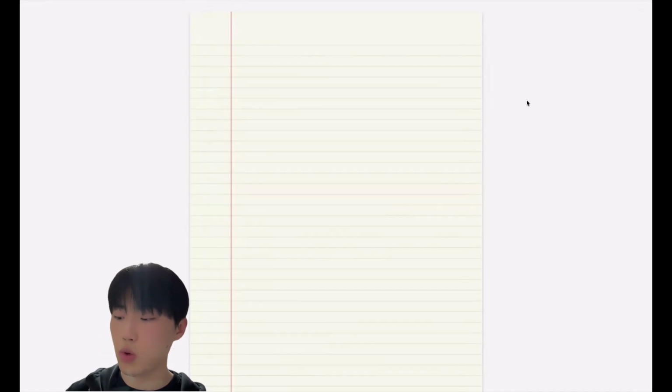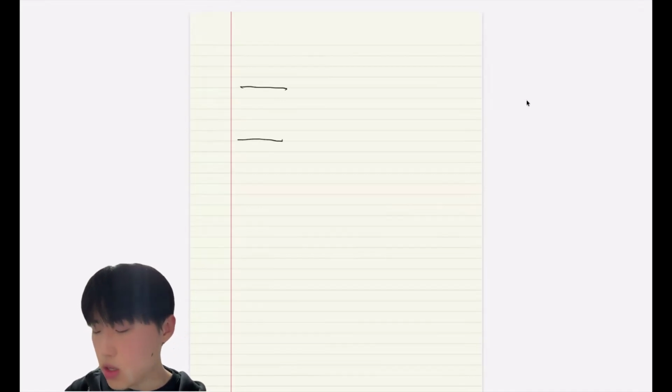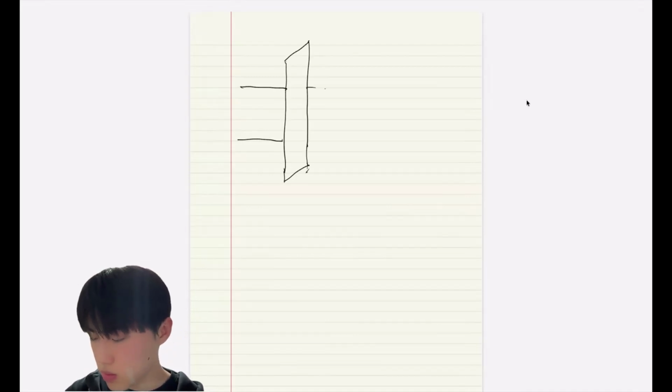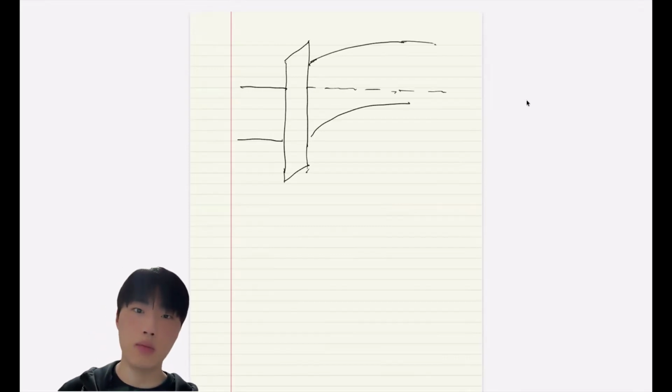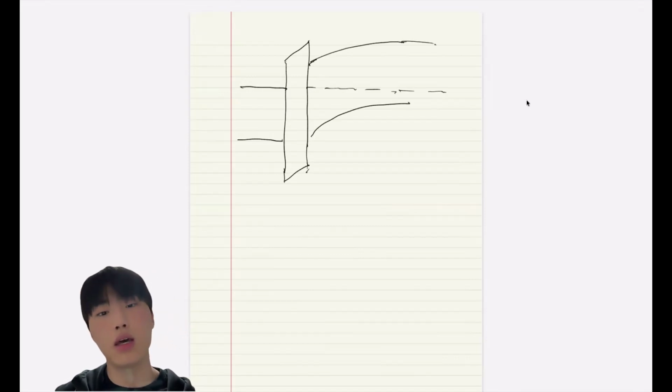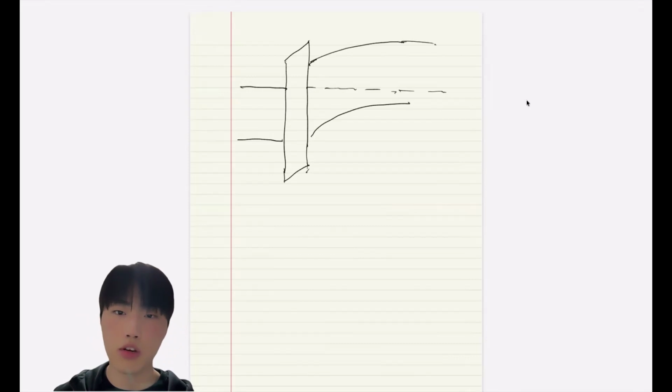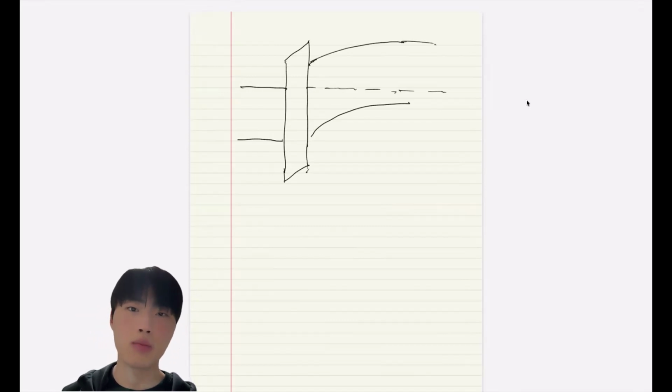So actually we draw the energy band diagram of the MOS. We use N plus polysilicon on the gate, and we use silicon dioxide as the insulator, and we use a P-type semiconductor on the substrate part, so the body part. So this is the energy band diagram of the MOSCAP in equilibrium.